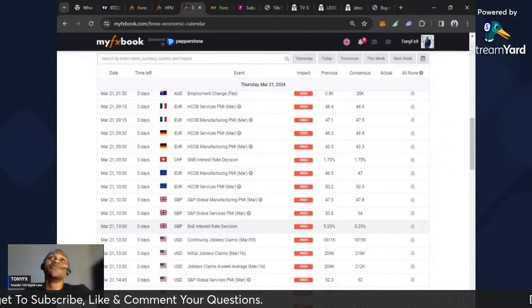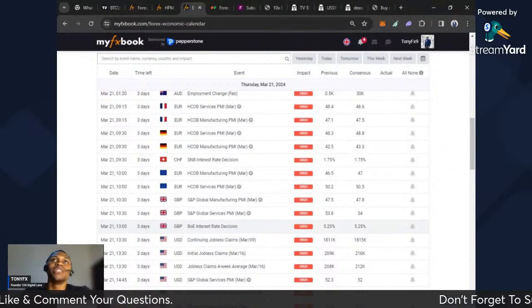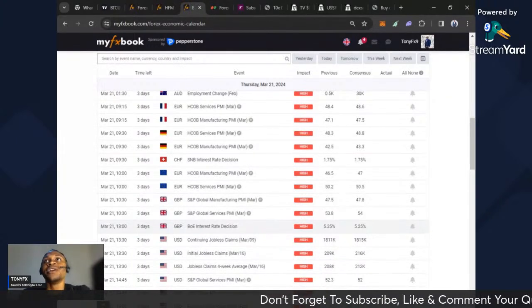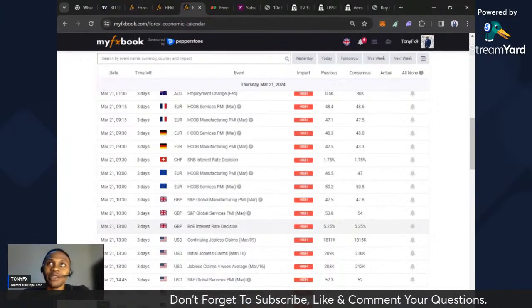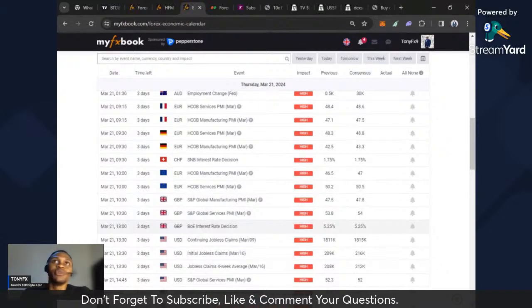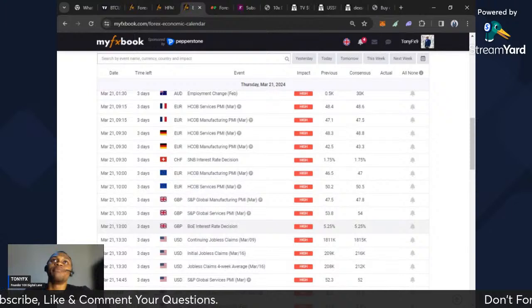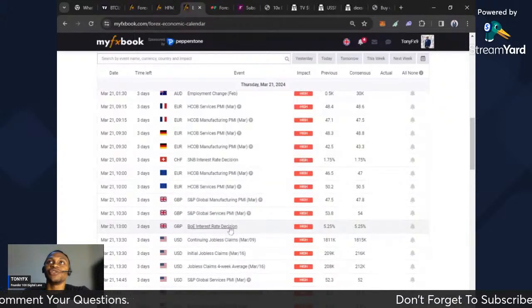This is a very highly volatile week. Highly volatile, and I love such a week. This is where you can see price movements of 60 pips, 120 pips, 150 pips within a day. So on Thursday, we have the Bank of England interest rate decision.